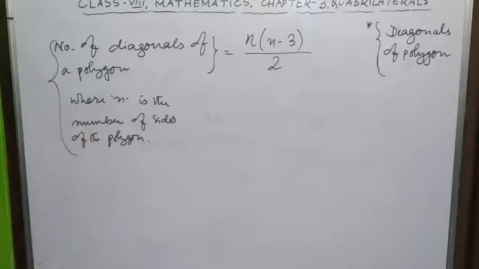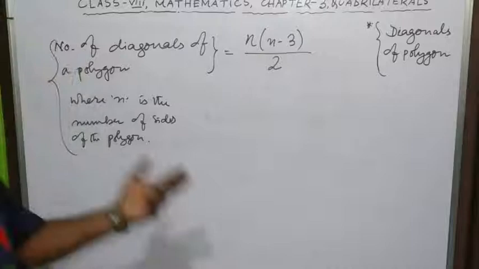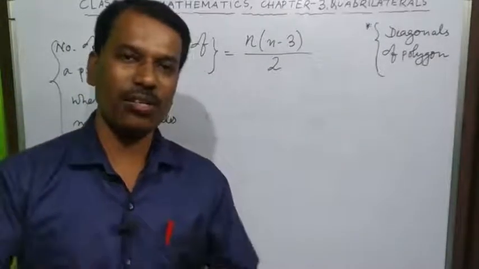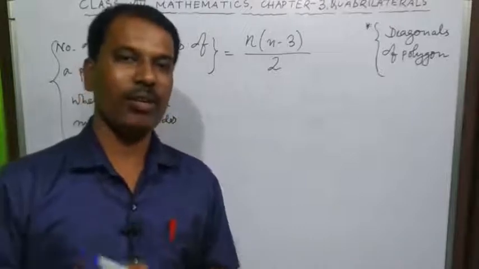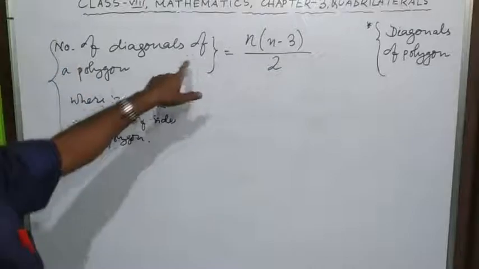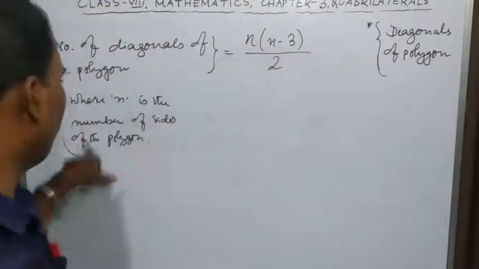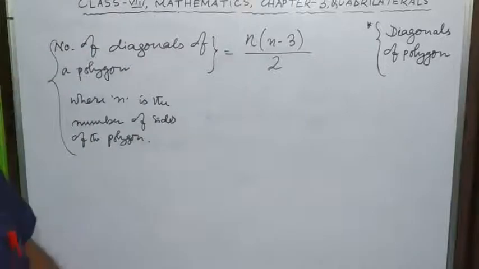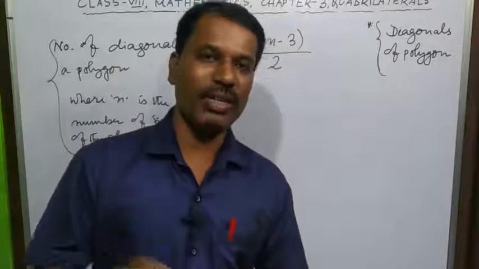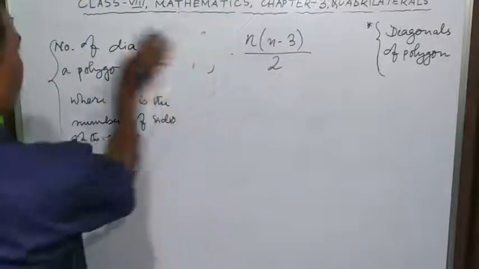My dear students, if the question comes as find the number of diagonals of the following polygons, the number of sides will be given. You have to find the number of diagonals. Then you please remember this formula. Diagonals of a polygon is equal to n into n minus 3 by 2, where n is the number of sides of the polygon. Now let us calculate the number of diagonals of polygons whose number of sides are given.